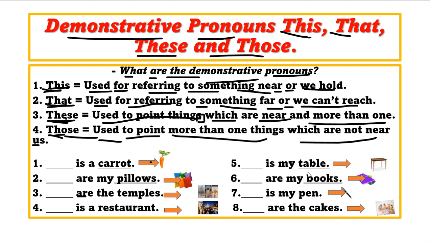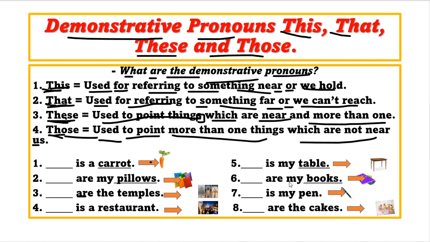Next, number 5: blank is my table. It's far away again, and the table is only one, and the arrow is far away. And we have is again for the singular, used for a singular subject. So we use that here. Again, the same answer as number 4, that.